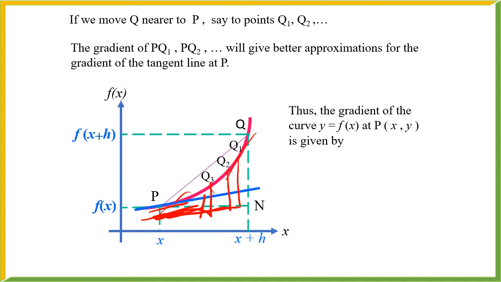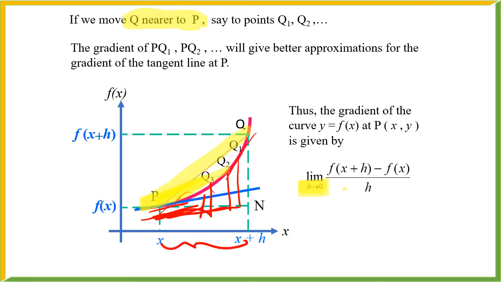So the gradient of the curve y equal to f(x) at point (x, y) is given by the limit of f(x plus h) minus f(x) divided by h as h approaches 0. Why? The difference between P and Q is getting smaller. Q is nearer to P, so the distance between P and Q is getting smaller. Here is the distance between the x coordinates of P and Q. This h here, we want it to be smaller. That's why we try to find the limit as h approaches 0.